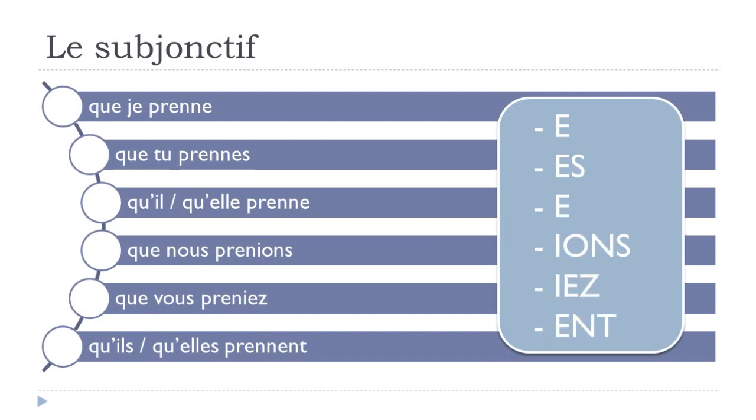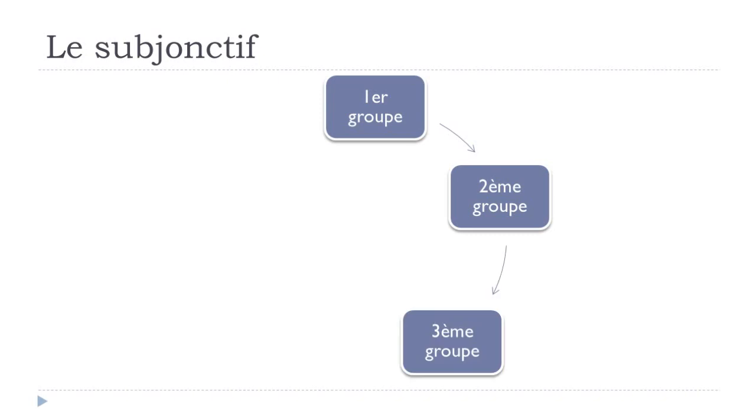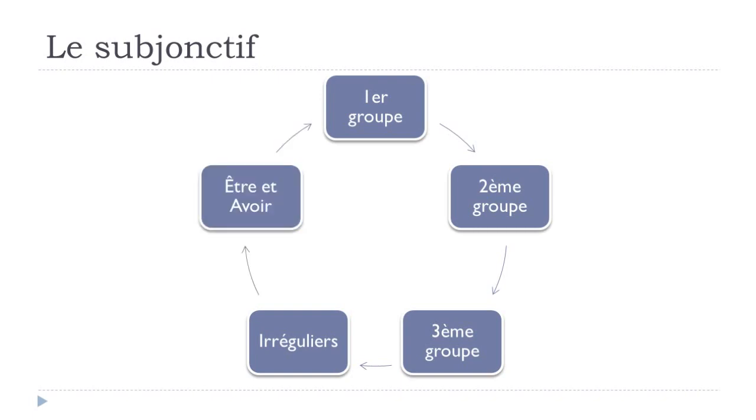All right? But now we'll see the verbs from the first group, so regular verbs ending with er. After that, we'll see the second group, regular verbs ending with ir. Remember, not all the ir verbs, but still. After that, we'll see verbs from the third group. After that, we'll see irregular verbs. And then finally, we'll finish with être and avoir. Okay, so let's see now the first group.